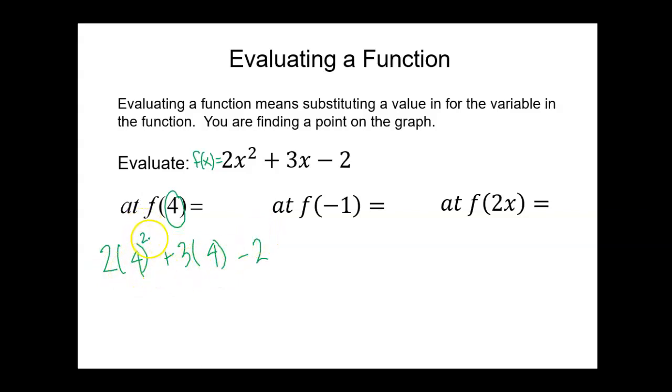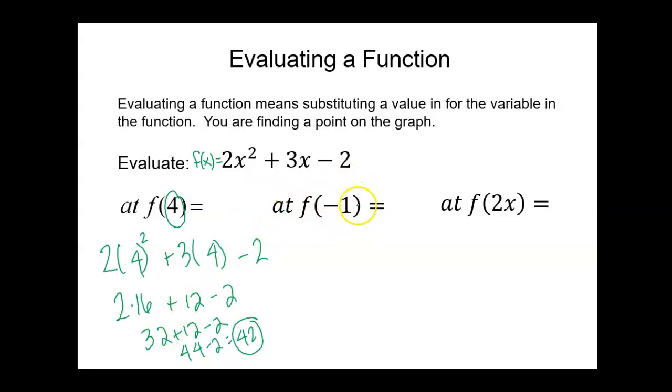So remember, we do exponents before we multiply. So on this one, I would do 2 times 16, because I would want to square 4 first before I multiply it by 2. If you multiply it by 2 first and then square it, you're going to get the wrong value here. Plus 12 minus 2. So that'd be 32 plus 12 minus 2, or 44 minus 2, which is 42.